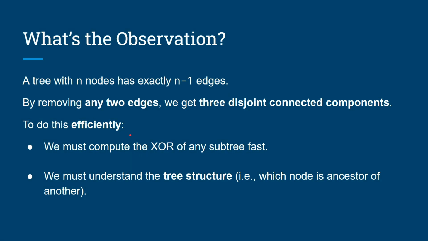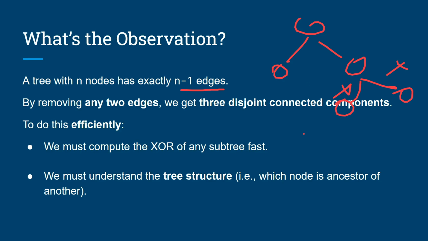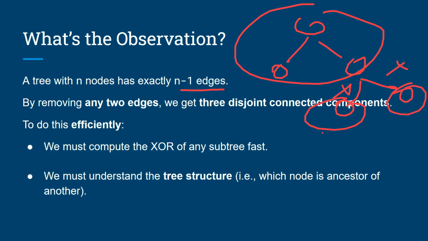So what is our observation? A tree with n nodes has exactly n minus 1 edges. Let's suppose any tree is there. If you remove an edge, then another, you will get 1 component, 2 components and 3 components. If you remove any two edges from any tree, the remaining components are 3 components. This is the thing you have to understand.